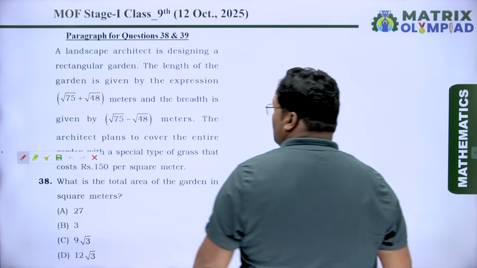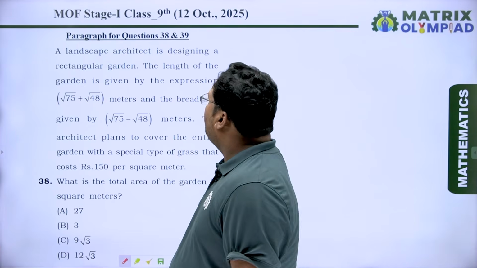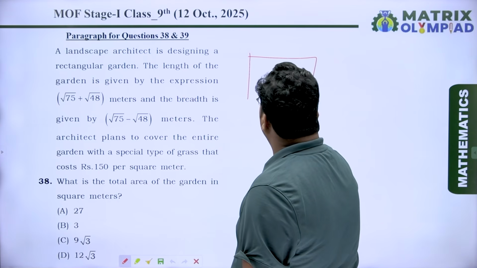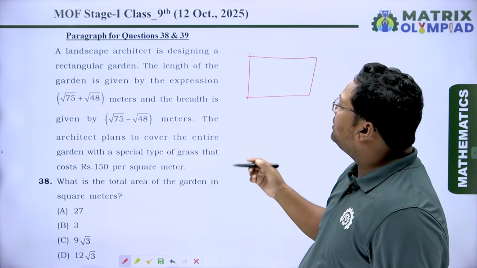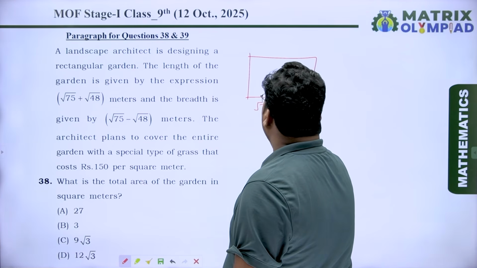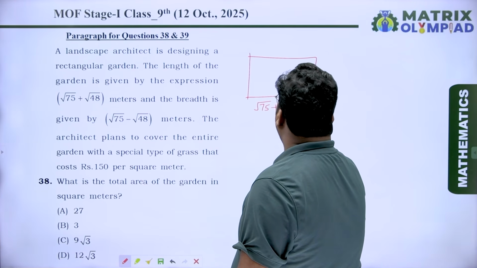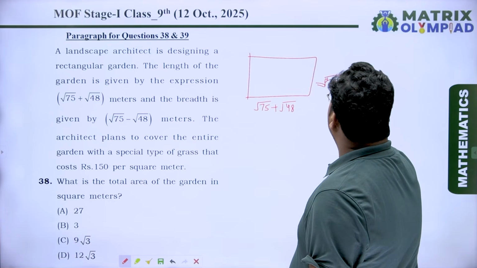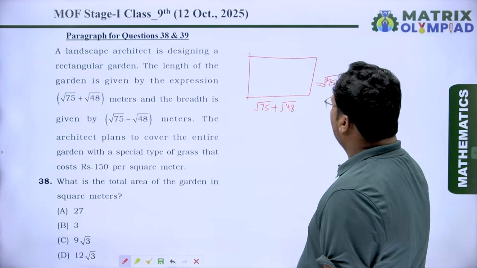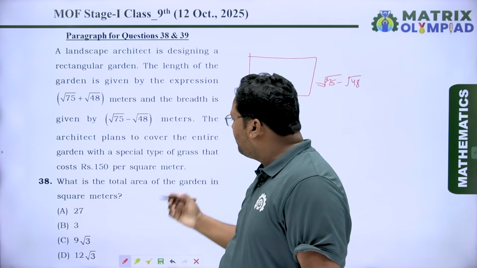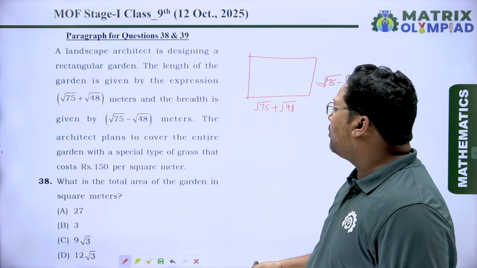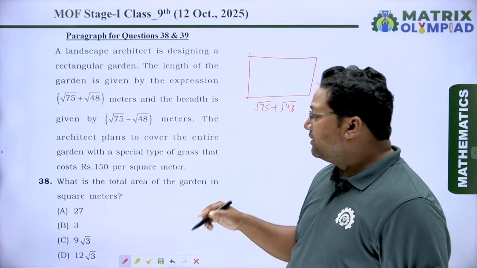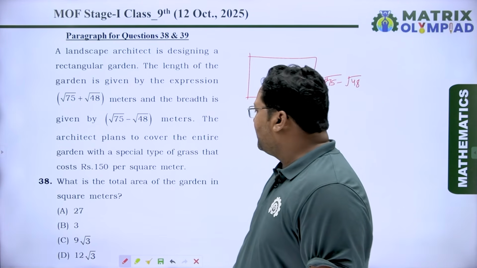Next question is a paragraph based question. The paragraph is given: a landscape architect is designing a rectangular garden. The length of the rectangular garden is given as under root of 75 plus under root of 48, and the breadth is given by under root of 75 minus under root of 48 meters. The architect plans to cover the entire garden with a special type of grass that costs rupees 150 per square meter. So based on this paragraph, the first question is, what is the total area of the garden in square meter?